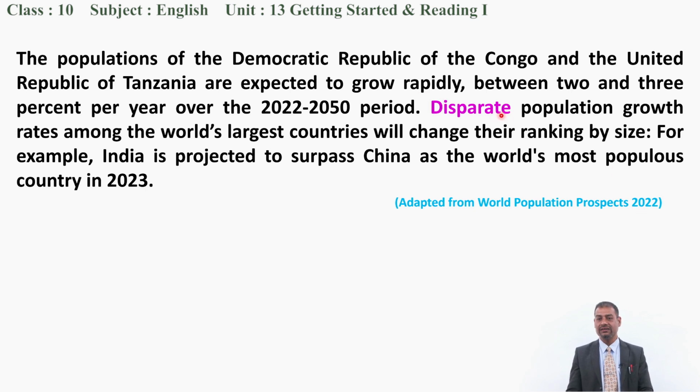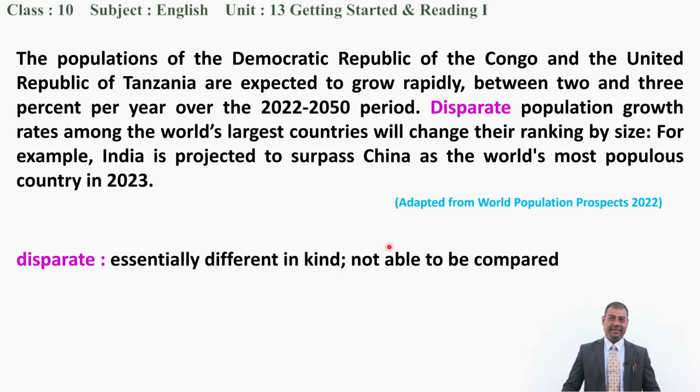Now, here is a word that may be unfamiliar to you. So what does it mean? Okay, let me share this meaning. Essentially different in kind, not able to be compared. See, if you compare this population with other countries, then it is difficult to compare. One is very high in number, another is very low in number. How to compare? See, this is what we can find in the scenario of the world population.